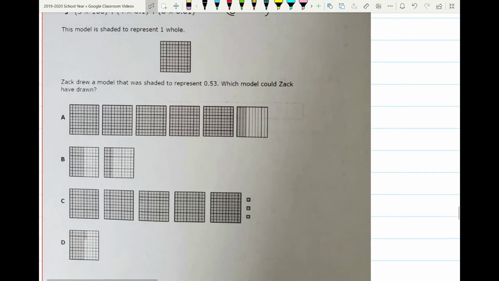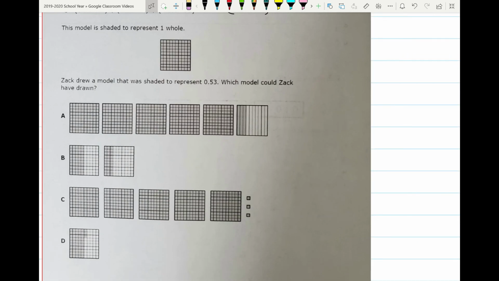Figure it out. This model is shown to represent 1. Zach drew a model that is shaded to represent 53 hundredths. Which model could Zach have drawn? 53 hundredths. This represents 1. So if this represents 1, how many do I have here?